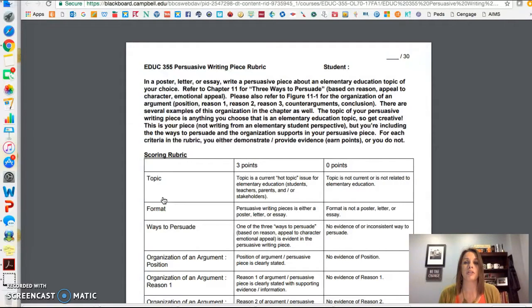Are you going to persuade your audience by an appeal to character? You're still going to have your 3 reasons and your counter arguments, but it just kind of changes the tone or the lens that you're going to write through.